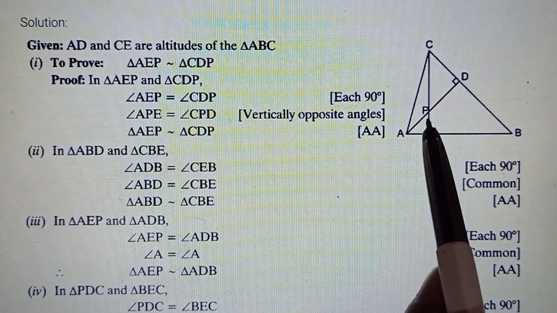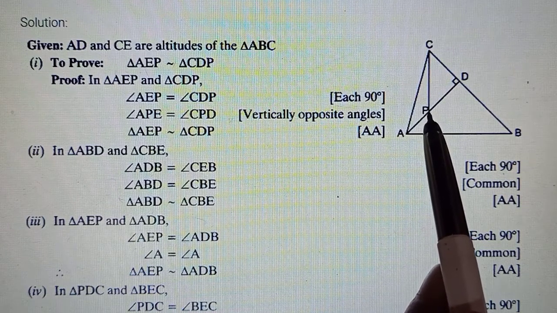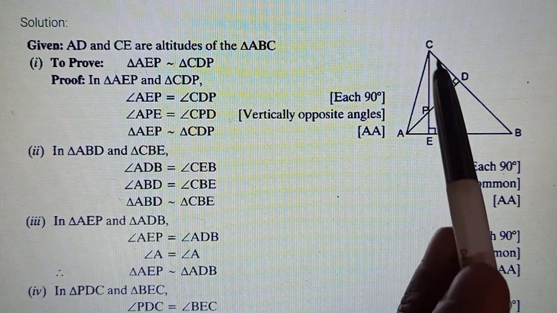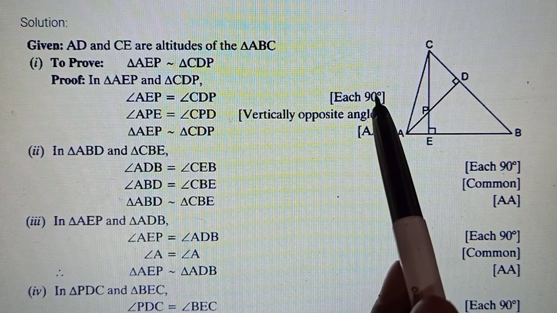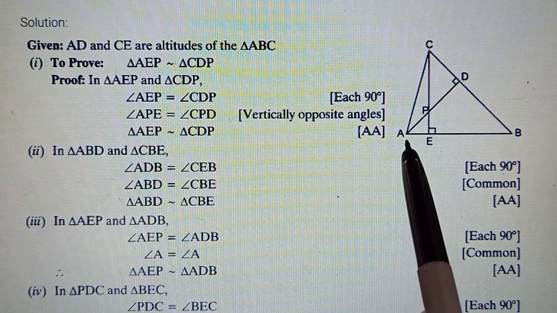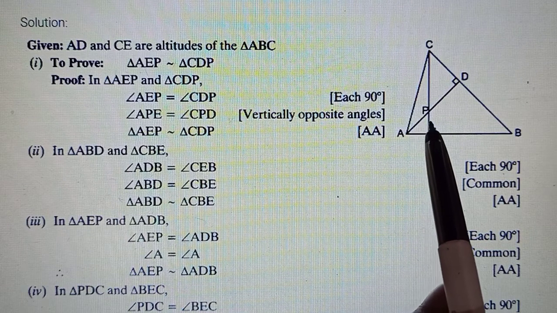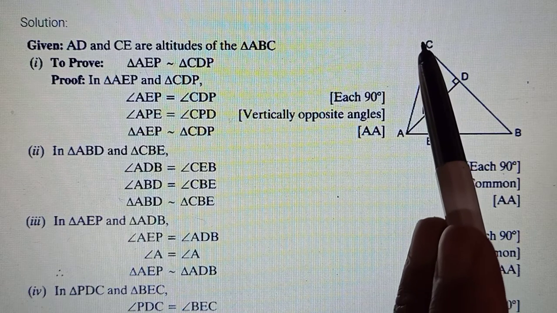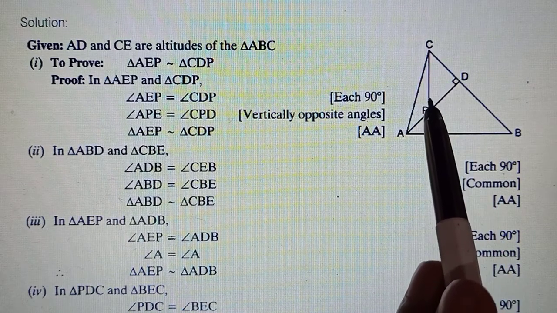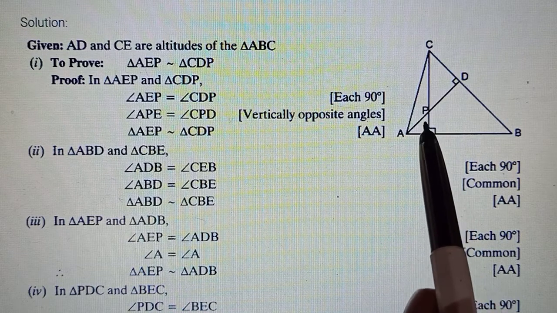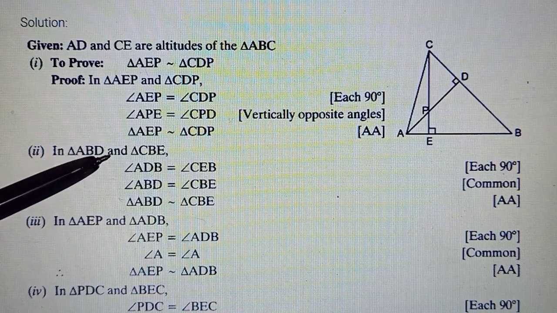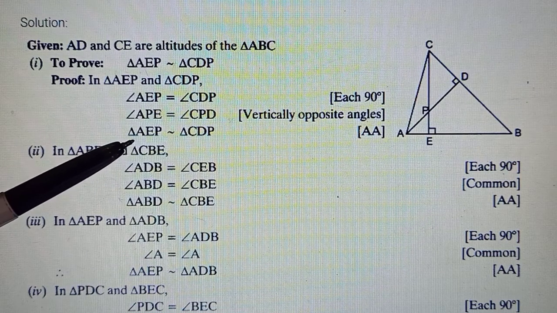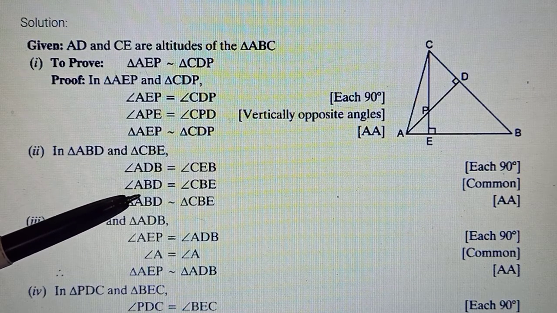Angle AEP of the first triangle is equal to angle CDP of the second, 90 degrees each. And next, angle APE of the first triangle is equal to angle CPD. These two angles are vertically opposite. So two angles of the triangles are equal, and the third automatically has to be. So by AA criteria, these two triangles are similar.